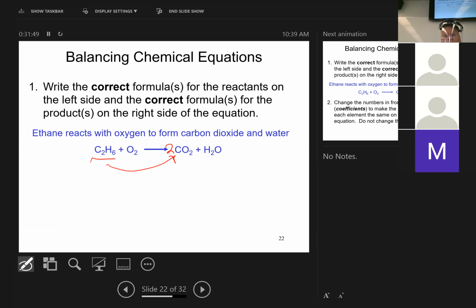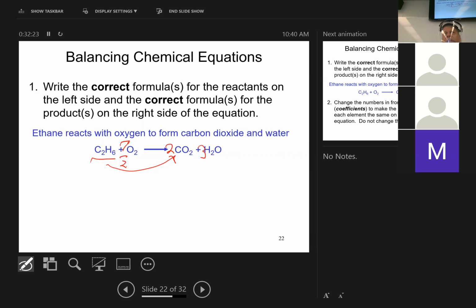How many hydrogens on the right? 2. How many on the left? 6. So what do you have to do there? You put a 3 in front. So now you have 6 on both sides. Now how many oxygens do you have on the right? 3 plus 4 is 7. So you have to have 7 over here. So you put 7 halves there.